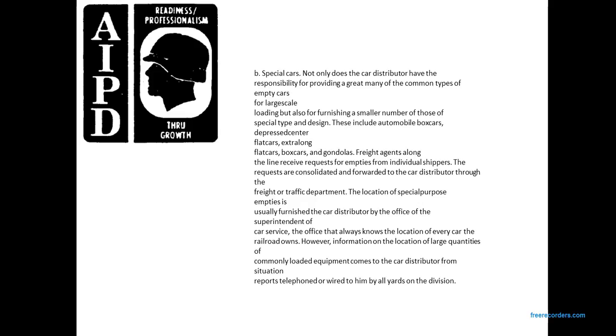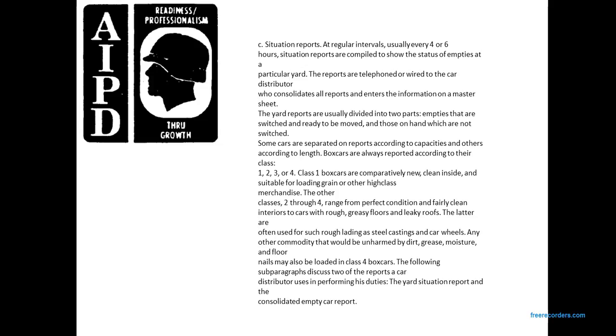However, the location information of large quantities of commonly loaded equipment comes to the car distributor from the situation reports telephoned or wired to him from all yards on the division. Situation reports are made at regular intervals, usually 4 to 6 hours. They are compiled to show the status of the empties at a particular yard. The reports are telephoned or wired to the car distributor, who consolidates all reports and enters the information on the master sheet.